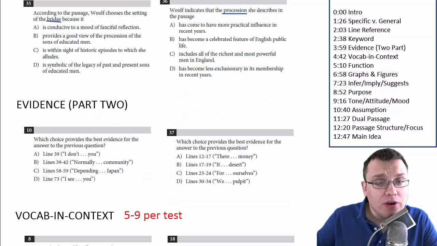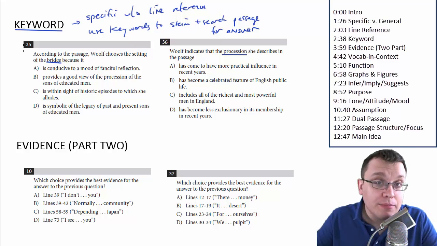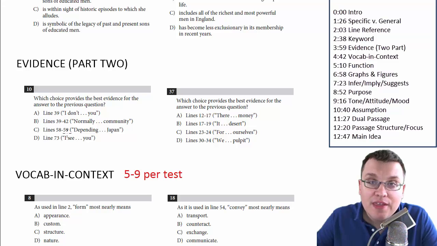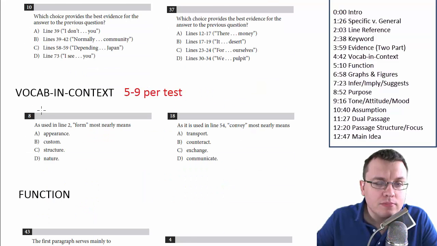And these are actually pretty nice when you've done the keyword strategy, because often you found a specific portion of the text that gave you the answer, and then you just need to find the choices that match up with that. We will be talking a lot more about these part 2 evidence questions, but just for now, know that they follow up on what's otherwise a specific question.